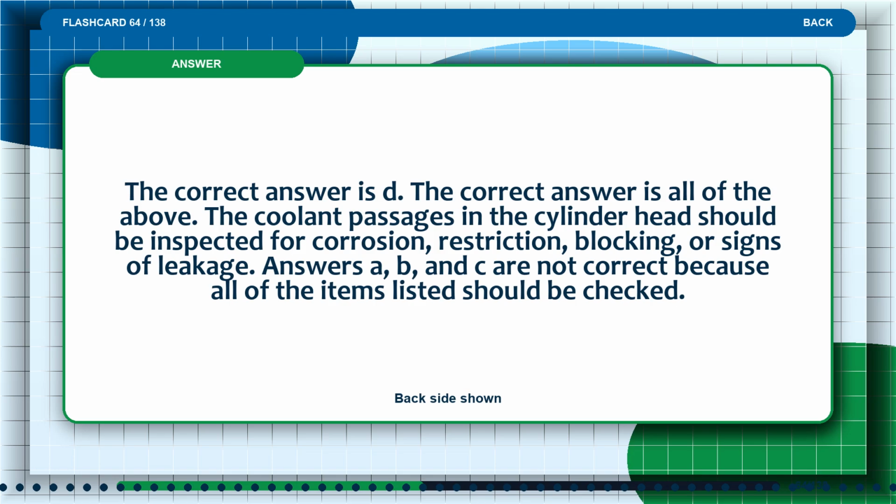The correct answer is D. The correct answer is all of the above. The coolant passages in the cylinder head should be inspected for corrosion, restriction, blocking, or signs of leakage. Answers A, B, and C are not correct because all of the items listed should be checked.